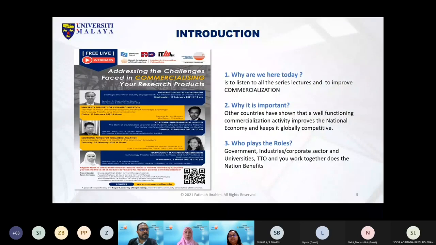Okay, why is it important? Because other countries have shown that well-functioning commercialization activities improve the national economy and keep it globally competitive. So that's what we want to do. And who plays the roles? The government, the industrial and corporate sectors, the university, the technology transfer office, and you yourself. We have to work together, then only does the nation benefit.